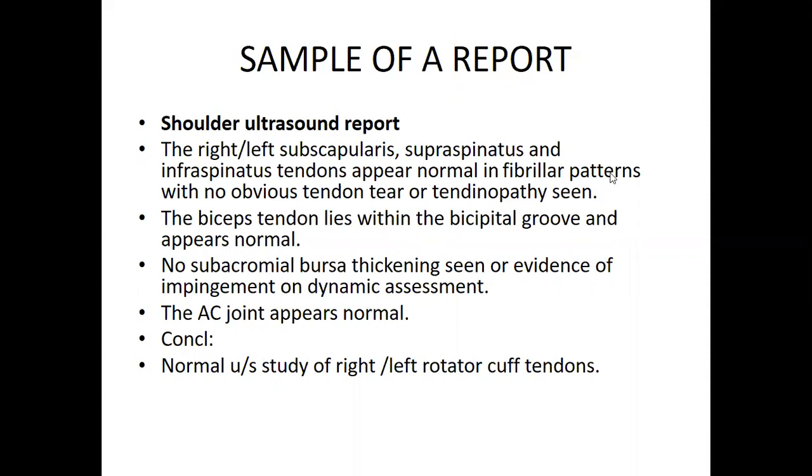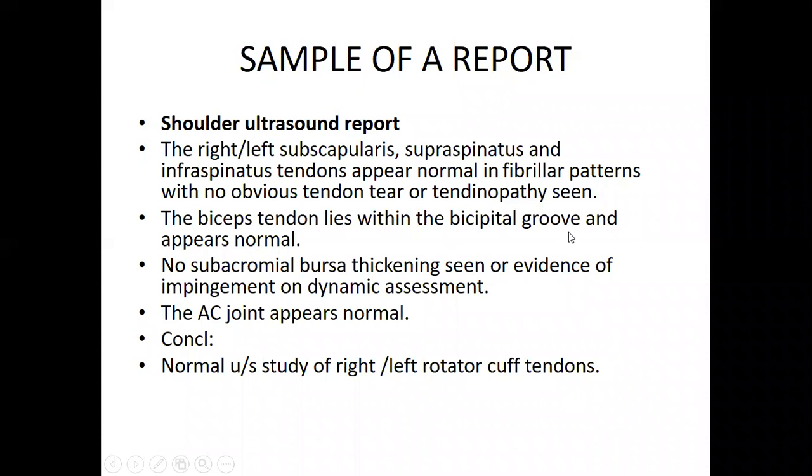That is the catch. So when you discuss that, it should be normal. Is it distorted? Is it hypoechogenic? You comment on the fibrillar patterns. In musculoskeletal, that is very, very key. That language should come out. And then mention, is there any obvious tendon tear? Is there any partial or full thickness? Is there any tendinopathy seen within the tendon? Our area of focus is the tendon.